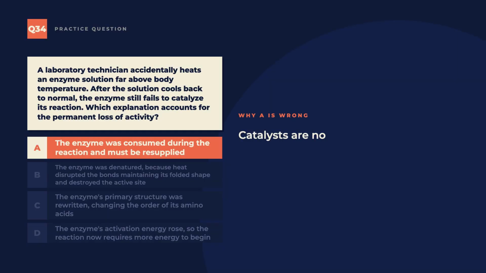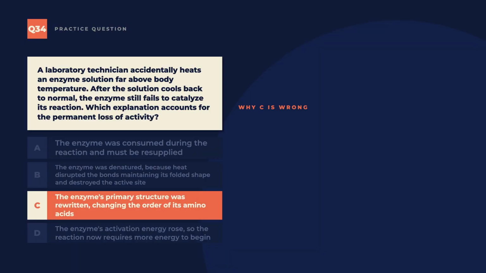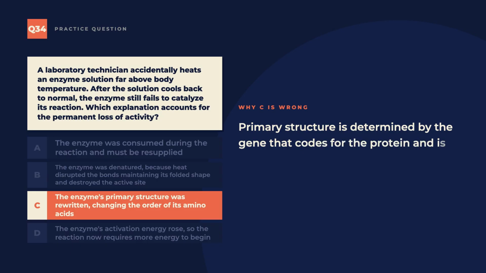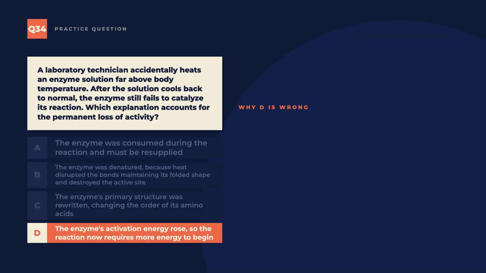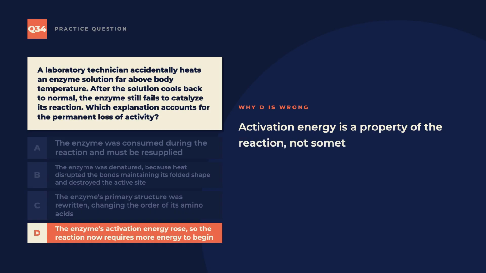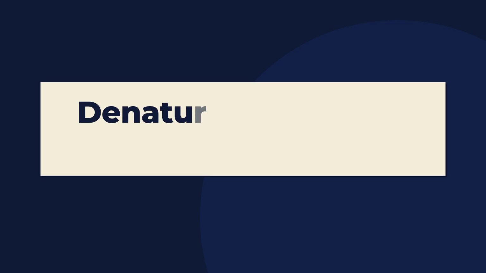A is wrong because catalysts are not consumed or permanently altered by the reactions they speed up. An enzyme emerges from each reaction ready to work again. C is wrong because primary structure is determined by the gene that codes for the protein and is not altered by heat. Denaturation unfolds the chain without changing the sequence of amino acids in it. D is wrong because activation energy is a property of the reaction, not something an enzyme can raise. The enzyme's job is to lower it, and a damaged enzyme simply fails to do so.